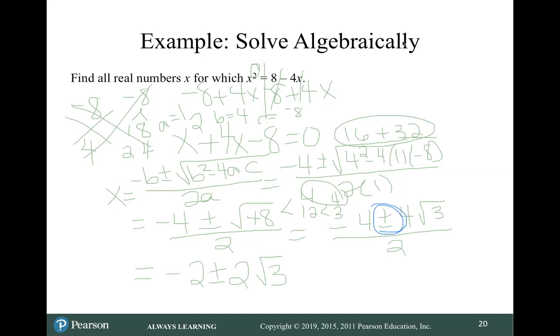Now, if you estimate this in a calculator, the plus and the minus as two separate values, we get an approximate value of -5.46 and 1.46. So this would be exact, and this would be approximate.